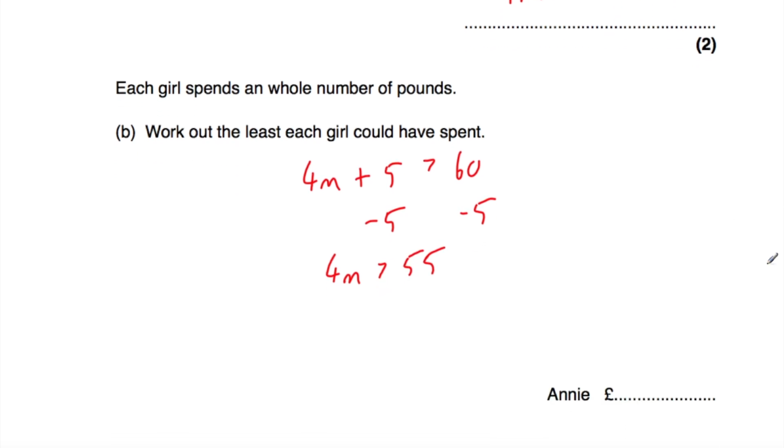Okay, so we've taken away 5 from both sides of the inequality. Now let's divide by 4, so divide by 4 and divide by 4. We're dividing by 4 to get rid of the times by 4, so we'll just be left with M, and that's going to be greater than.